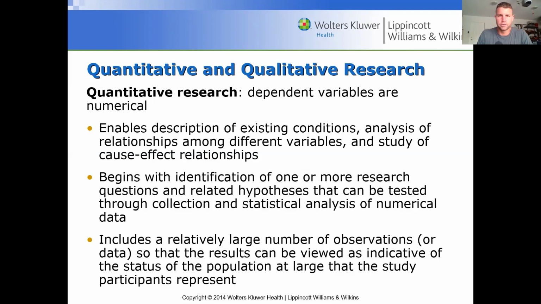Quantitative research dependent variables are numerical. This means that you can add number values to what you find. It enables description of existing conditions, analysis of relationships among different variables, and study of cause and effect relationships. It begins with identifying the way the hypothesis can be tested through collection and statistical analysis of numerical data, and includes a relatively large number of observations or data so that the results can be viewed as indicative of the status of the population at large that the study participants represent.